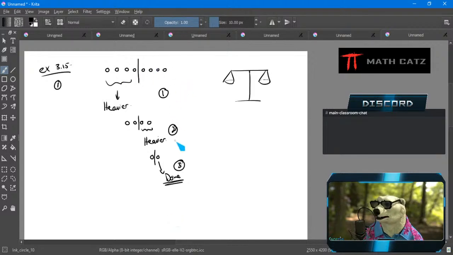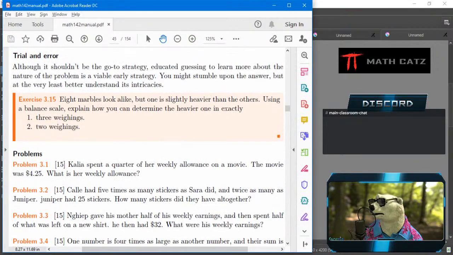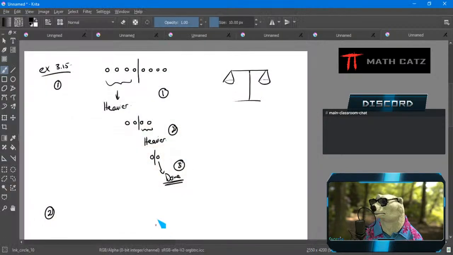Because I have eight, it's very nice and convenient. However, next up they ask, can it be done in just two uses of the scale? So let me draw my marbles here. One, two, three, four, five, six, seven, eight. They're identical. Can I do it by using the scale only twice?